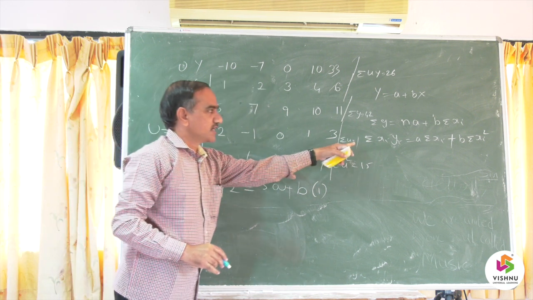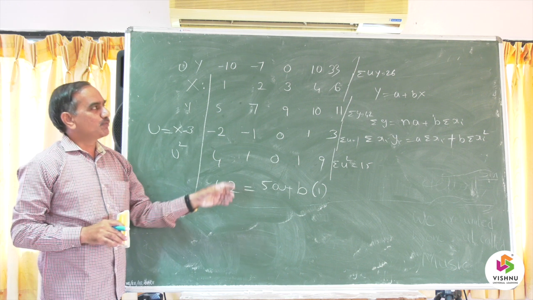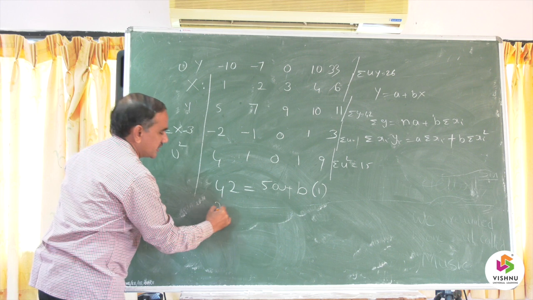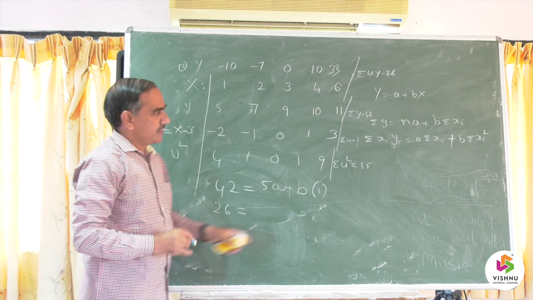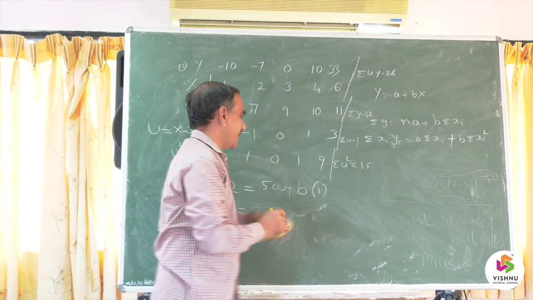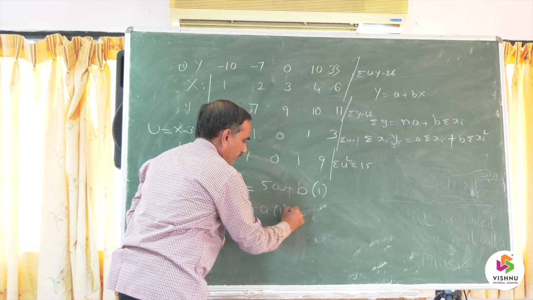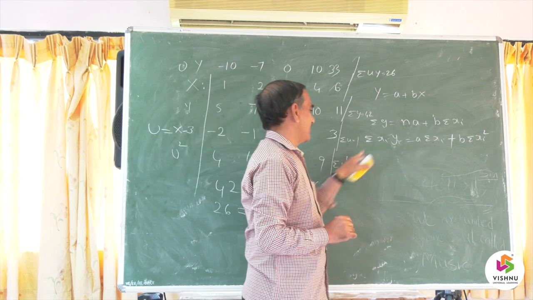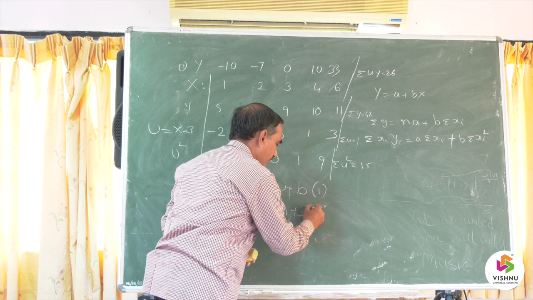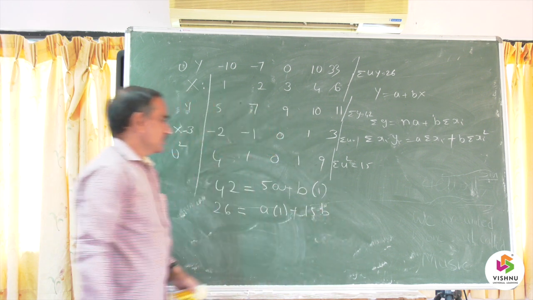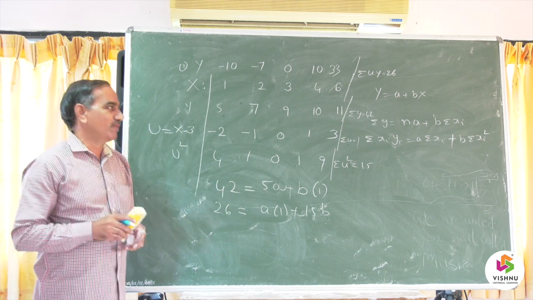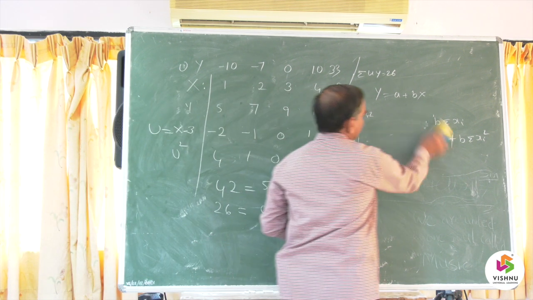So the second equation starts with sigma xi yi. In this problem, sigma xi yi is nothing but sigma ui yi. So it starts with 26 is equal to the second constant a into sigma x. Sigma x is nothing but sigma u, a into 1, plus b into sigma x square. Sigma x square is nothing but sigma u square, equal to 15. 15 into b. So we have two mathematical equations and two unknown constants a and b. So we can solve them easily.